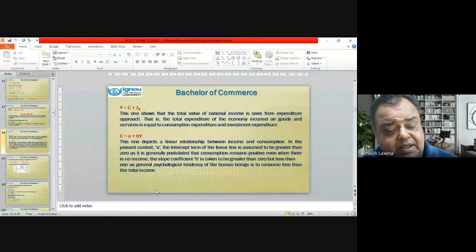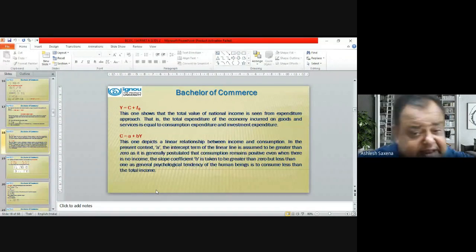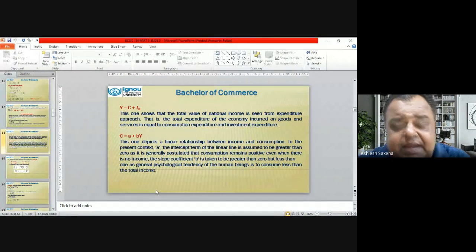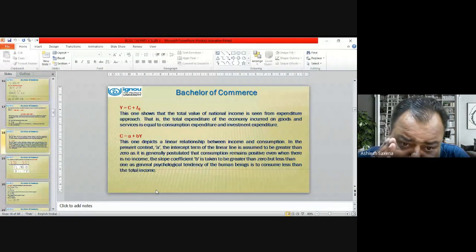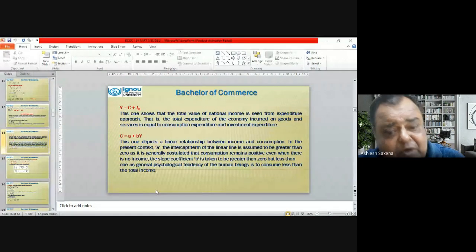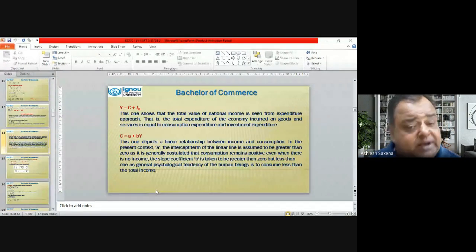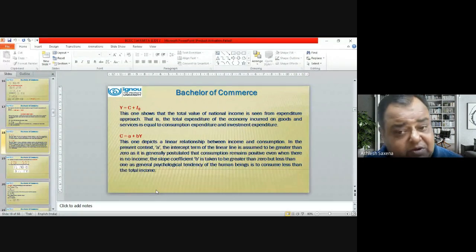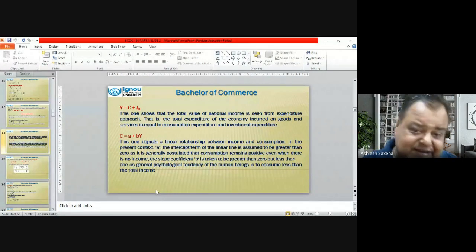Here, this is again a linear relationship between income and consumption. In the present context, a is the intercept of the linear line, assumed to be greater than 0, and it is generally postulated that consumption remains positive even when there is no income. The slope coefficient b is taken to be greater than 0 but less than 1, as the general psychological tendency of human beings is to consume less than the total income.